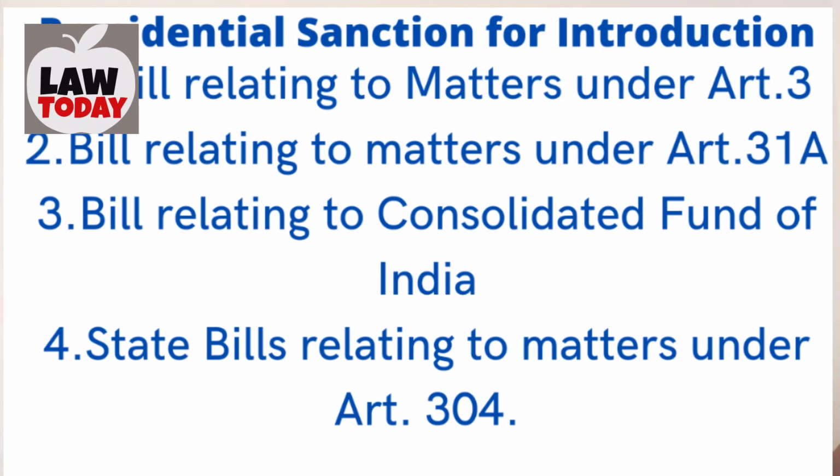This includes a bill or an amendment that affects imposition on or variation in any tax or duty in which the states are interested. Lastly, the state bills on matters listed in Article 304, in which reasonable restrictions on the freedom of trade, commerce or intercourse with or within that state that may be required in the public interest are present. Lastly, the presidential assent to a bill.